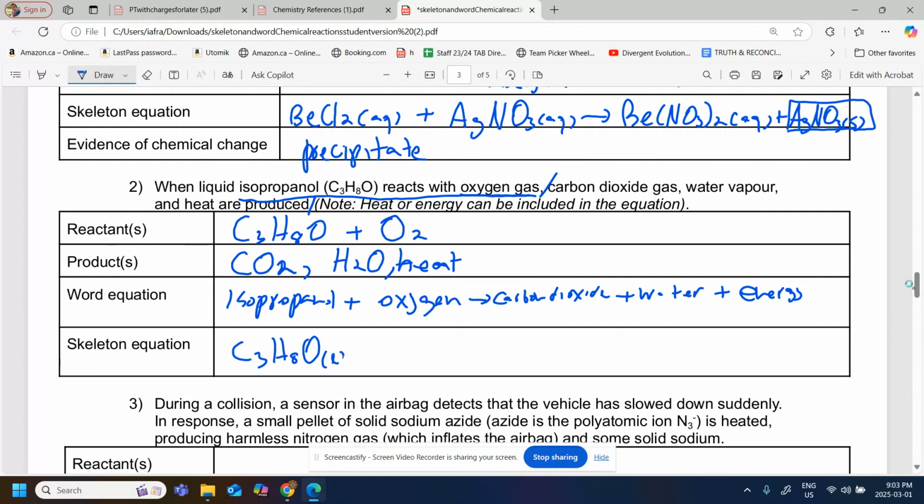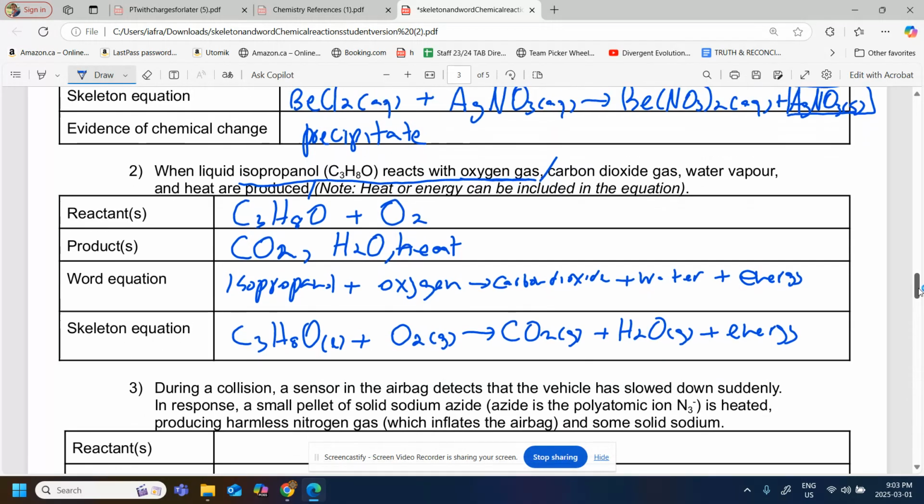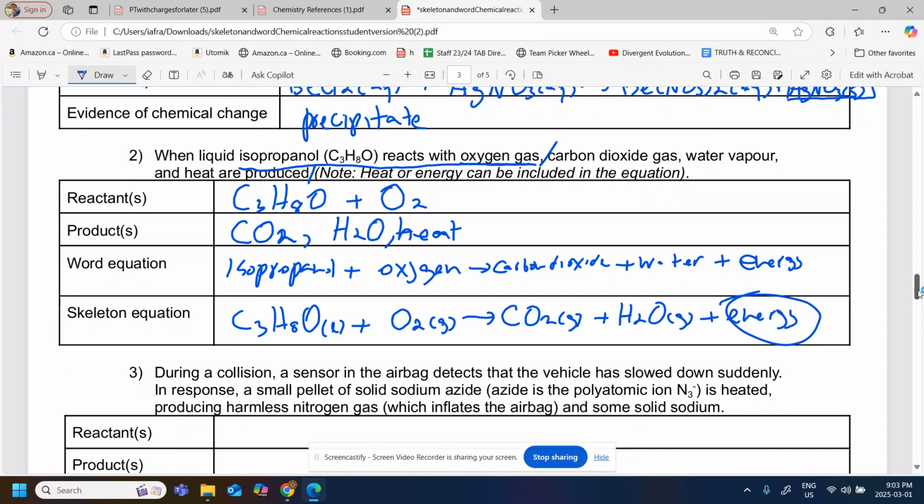C3H8O in its liquid form, reacting with, don't forget, it's a Hofbrinkel, so oxygen gas, and it's going to produce carbon dioxide gas, CO2 gas, plus water vapor, so also gas, plus energy. And that's it. So that's our skeleton equation. And if I asked you what the evidence of chemical change was here, well, maybe you could say change in energy, change in temperature, right? Maybe there was some heat released.